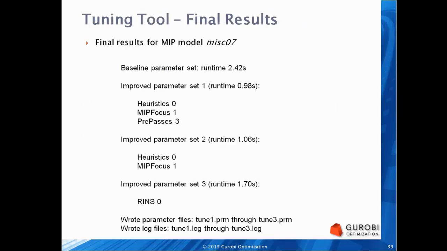Now here is the final result for the MIP model MISC07. The baseline run is more than 2 seconds, 2.42, and the improved sets are slightly better. The first improved set is less than 1 second. You can see you turn off MIPFocus to 1, and then the second with fewer parameter changes, and then the third just turns off the rim.